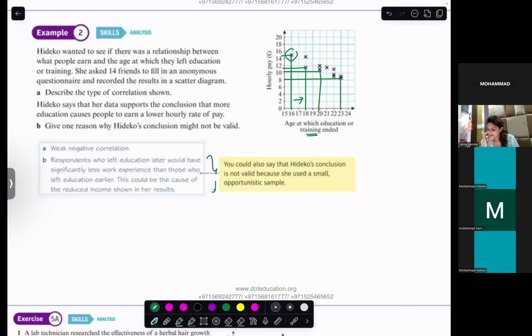Okay, fine. Now, if you see this very clearly, according to this diagram, if I'm leaving education at 16, I'm getting paid 15. If I'm leaving education at 18, I'm getting paid 11. So if I'm leaving education later, I am getting paid lower. There's a weak negative correlation between this. Why would this be valid and why is it not valid?